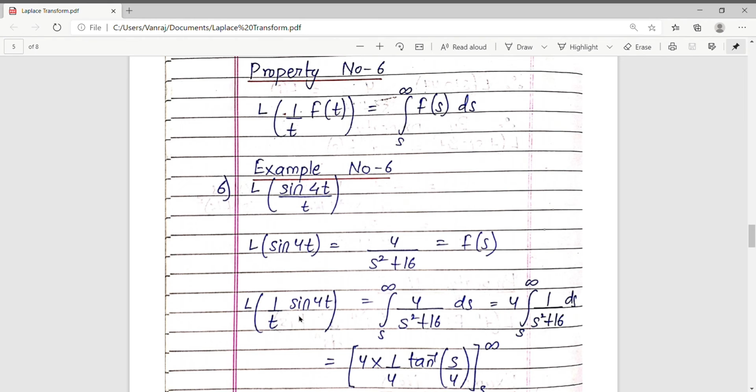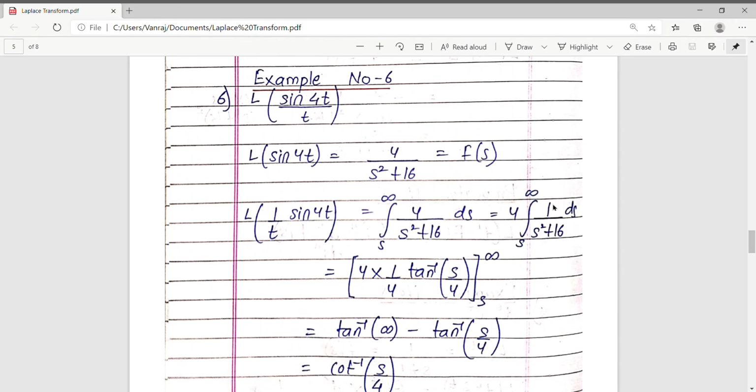Now we will use the property. The Laplace transform of 1 upon t into sin 4t is equal to the integration from s to infinity of F(s), which is 4 upon s square plus 16. That's what I have written here. We have to find the integration of this from s to infinity. 4 is a constant, so I have taken it outside, and 1 upon s square plus 16 will be written inside. Now we know the integration formula that the integral of 1 upon x square plus a square is equal to 1 upon a into tan inverse of x by a.